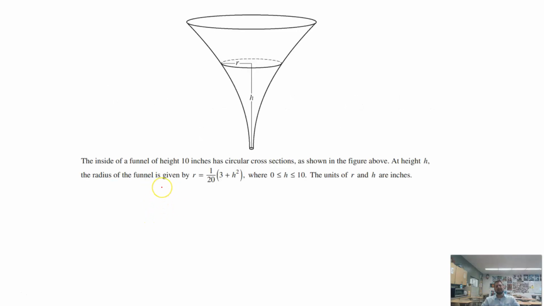It says the inside of a funnel of height 10 inches has circular cross-sections as shown in the figure above. At height h, the radius is given by this function right here. The units of r and h are inches. Now, this would have been a lot easier if they told you what the function looks like, but instead they give you the end result of revolving it around the x-axis. And again, this is just r equals 1/20th multiplied by 3 plus h squared. So if you understand that, it's not quite as bad, but it's still kind of a rough question.